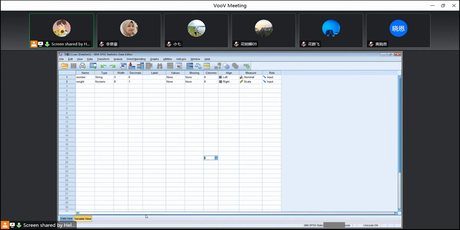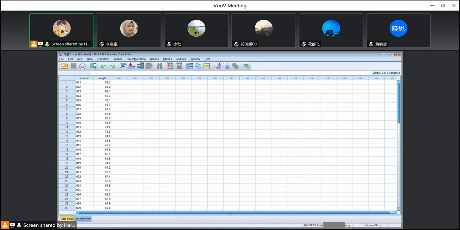So when we open this data, first step, we have to turn to the variable view. We can type the name, and type, width, decimals, label, values, missing and others here. Especially I have typed number. You can see this is the type, or this is the name of the type. And then you can type the data in data view. So the first one, number 2, and 3.